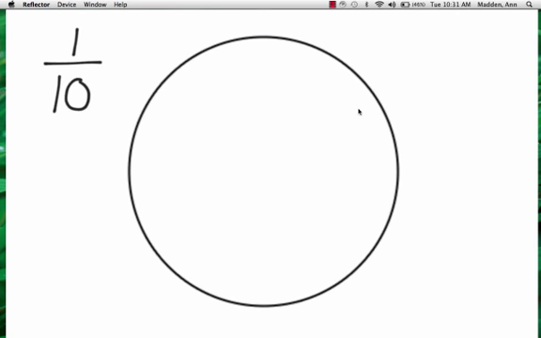Last one we're going to work with is 1/10. How many sections do I need to divide this into? I need to divide it into 10 equal sections. How much will each little section be percentage-wise? Let's see, 10 goes into 100. How many times? 10 times. So each section would be 10%.